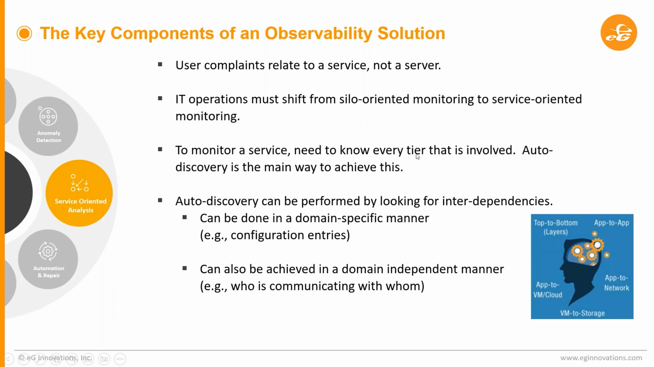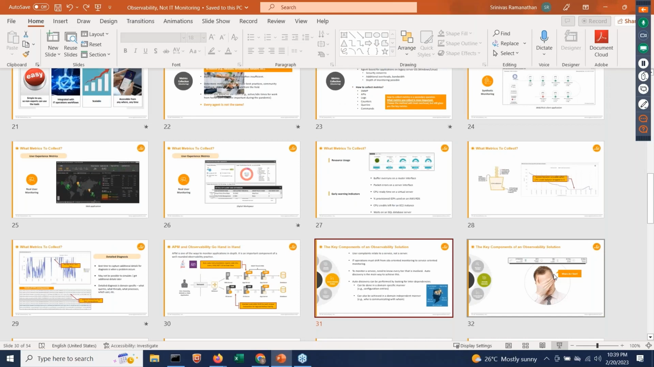To monitor a service, they need to know what the tiers involved are and how they interact with each other. Anytime you ask a customer to give you a topology map of a service, they'll tell you they don't know. So auto discovery is an important piece of the puzzle. There are different types of dependencies that exist in IT environments today, and it's important to be able to discover those dependencies automatically.